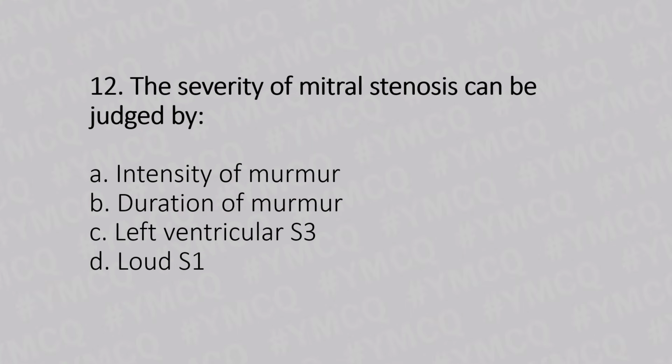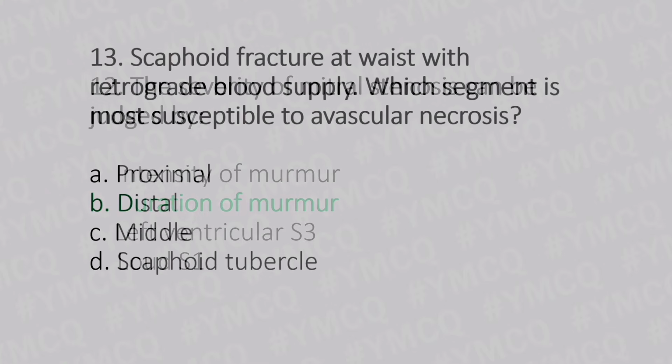The severity of mitral stenosis can be judged by option A, intensity of murmur. Option B, duration of the murmur. Option C, left ventricular S3. Option D, loud S1. And the answer is option B, duration of murmur. Moving to our 13th question.